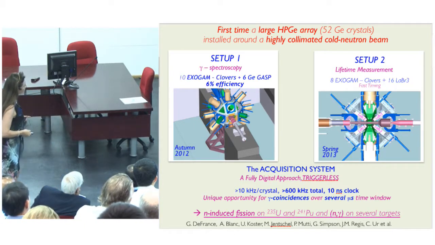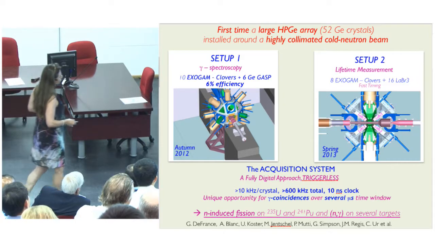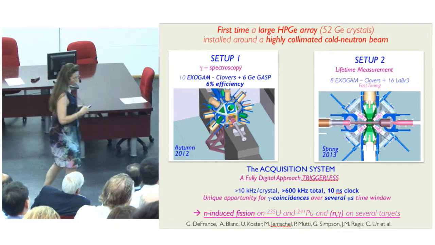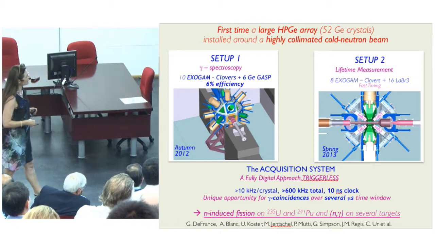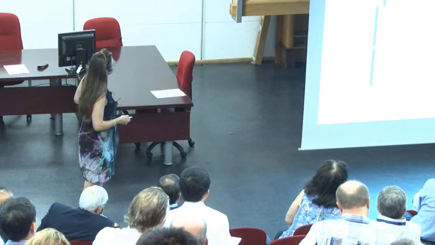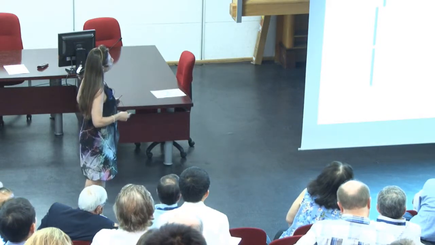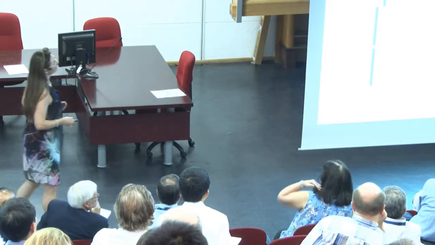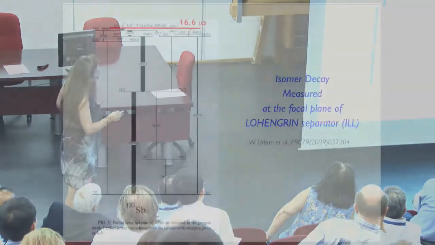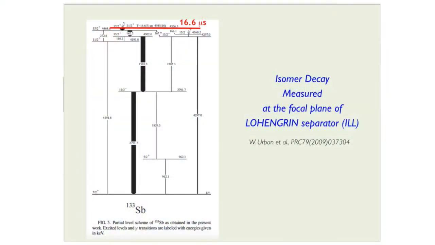So the data were produced by neutron-induced fission on uranium and plutonium targets, and then there were also some short runs of neutron capture on several targets. So now this is antimony. This is what was known before our experiment: the isomeric decay, the gamma decay after this very long-lived isomer.